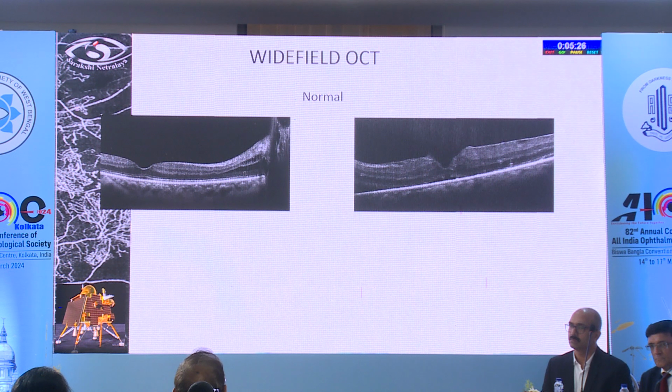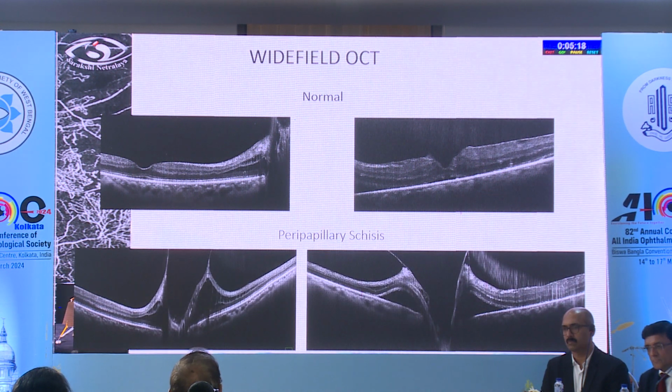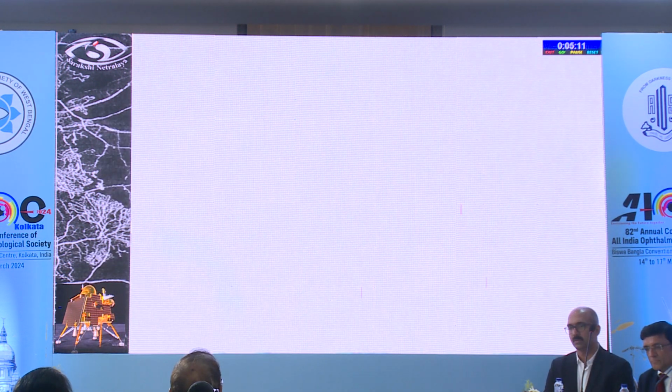Another case was diagnosed elsewhere as normal, with a thought of blunting of the fovea and some epiretinal membrane. On widefield OCT, you can see this is a peripapillary schisis. So the treatment here totally changed; you had to treat him with steroids and so on.